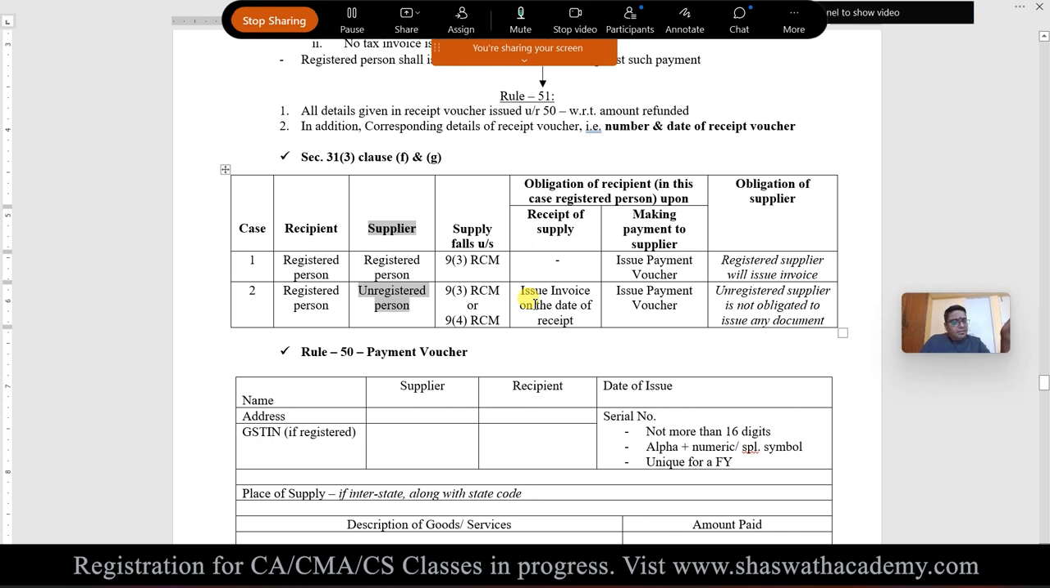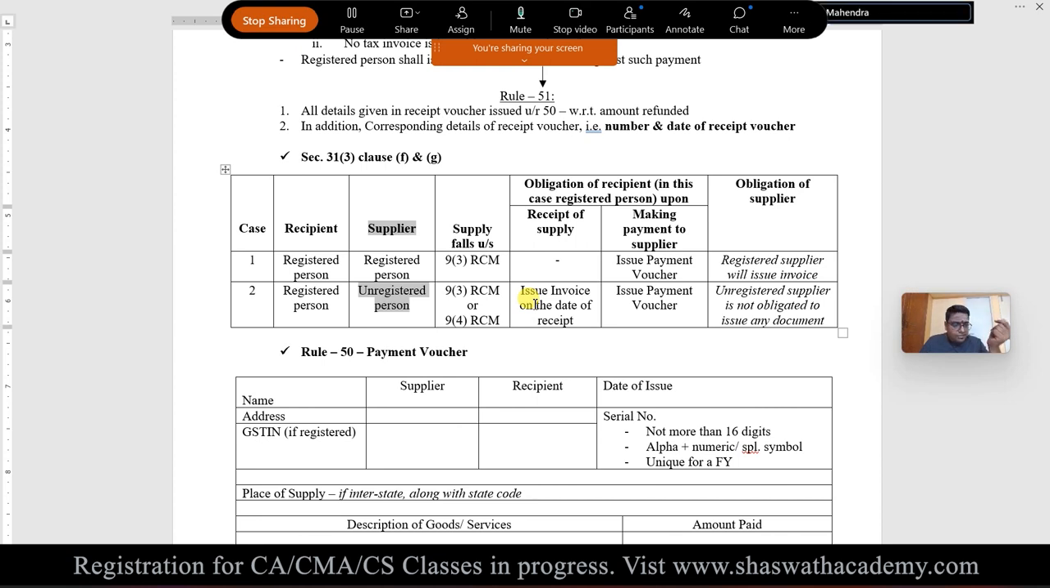Sir, I am an exempt supplier. Can I issue a tax invoice? No. I am a composition scheme supplier. Can I issue a tax invoice? No. So don't give an answer. Only a registered person as per law. Are you with me, my dear? Because an exempt supplier and a composition scheme supplier will issue what? Bill of supply. Correct?